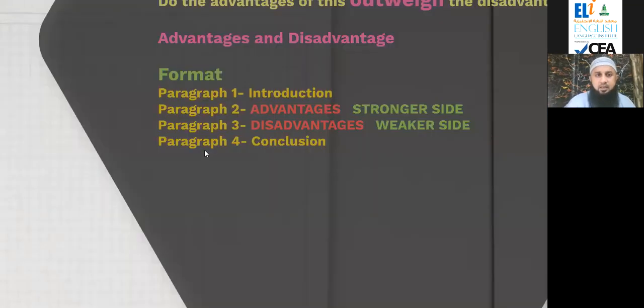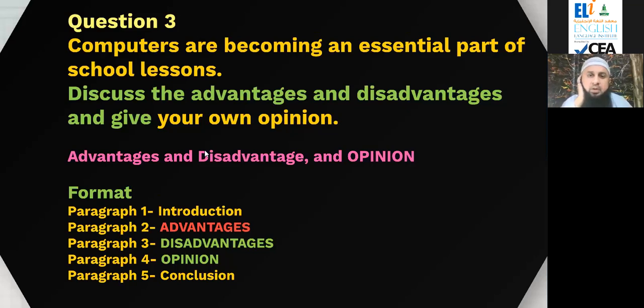Question three is like this. Computers are becoming an essential part of school lessons. Discuss advantages, disadvantages, and give your own opinion. Here, they ask your opinion. They do ask your opinion. So what you do, you write introduction, then advantages, then disadvantages, then your opinion, then conclusion. This is a 5 paragraph essay because they ask your opinion. One more paragraph for your opinion only.